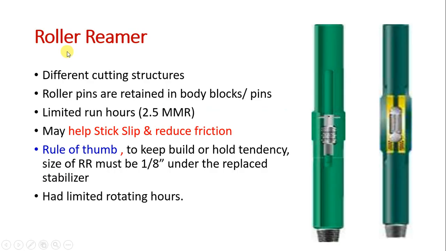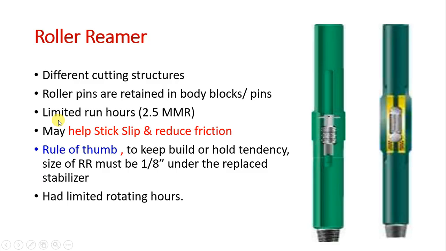Here is something called a roller reamer. The roller reamer has different cutting structures, which could be inserts or another type. The roller pins are retained in the body blocks by using pins here. It has limited working hours or run hours, about 2.5 million revolutions.